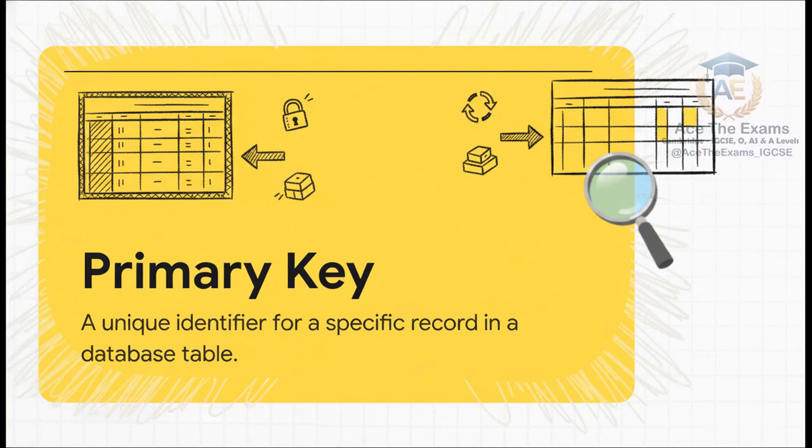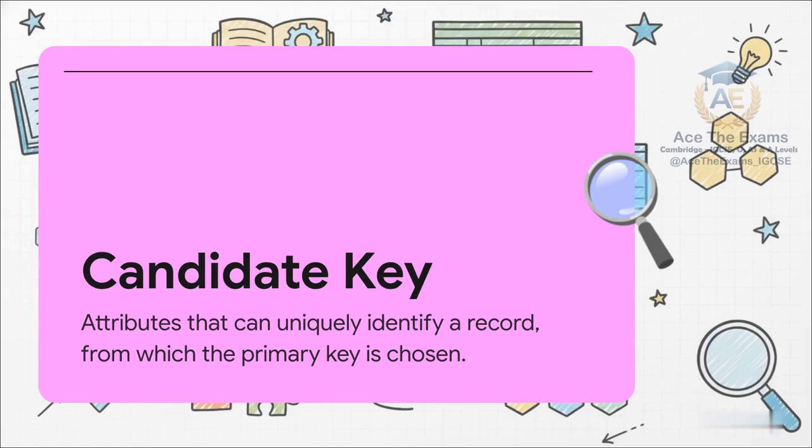That's how you get the points. Next up is the candidate key. This is defined as any attribute or set of attributes that can uniquely identify a record from which the primary key is actually chosen. Look, this is where examiners really start separating the grades.